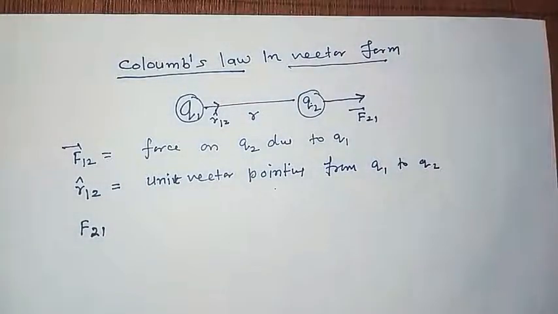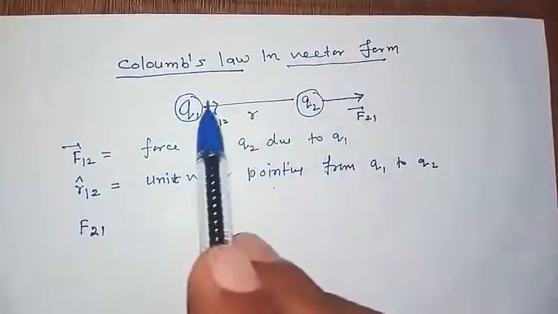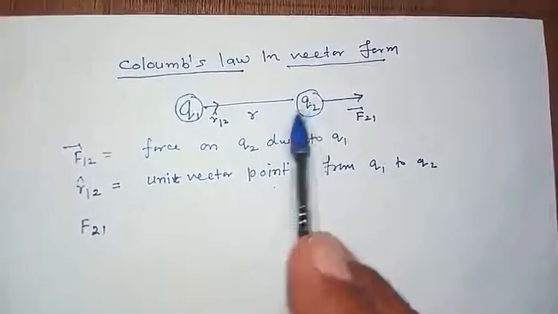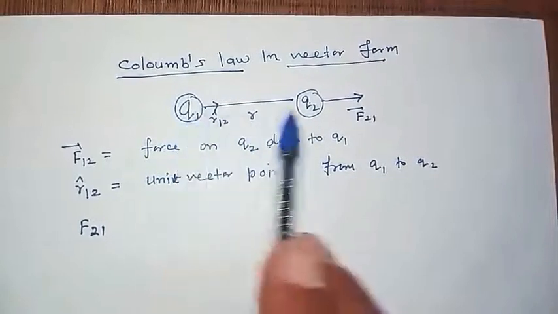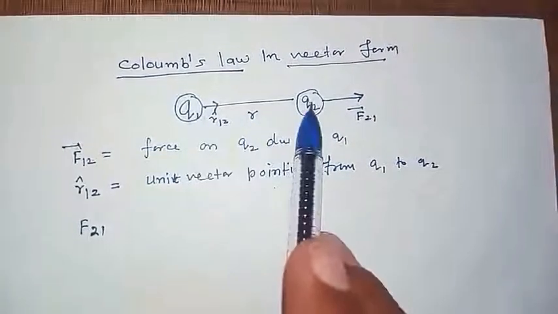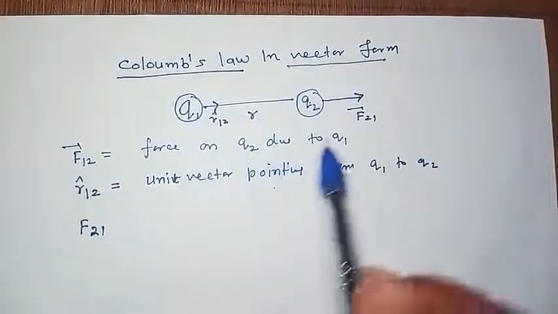Hello students, so let us discuss Coulomb's law in vector form. Let we are having two charges q1 and q2 separated by a distance r. As these are like charges, q1 will exert force on q2 and q2 will exert force on q1.